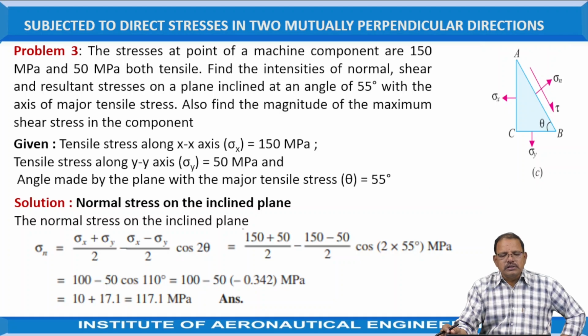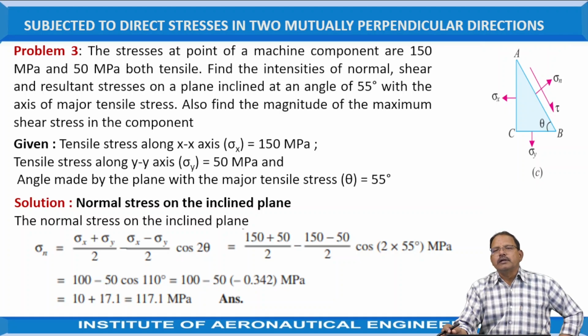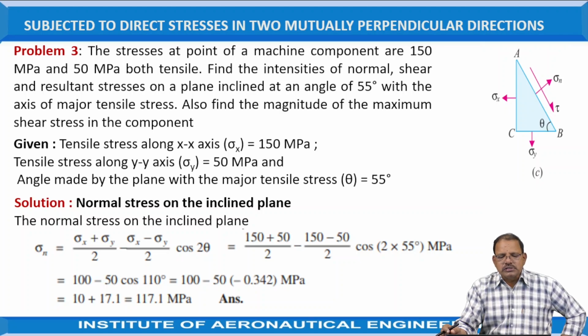Here, the third problem: a body subjected to direct stresses in two mutually perpendicular directions. It is similar to the previous problem. The stresses at a point of a machine component are 150 megapascal and 50 megapascal, both tensile, which are treated as positive. Find the intensities of normal, shear and resultant stresses on a plane inclined at 55 degrees with the axis of the major tensile stress. Also, find the magnitude of maximum shear stress in the component.